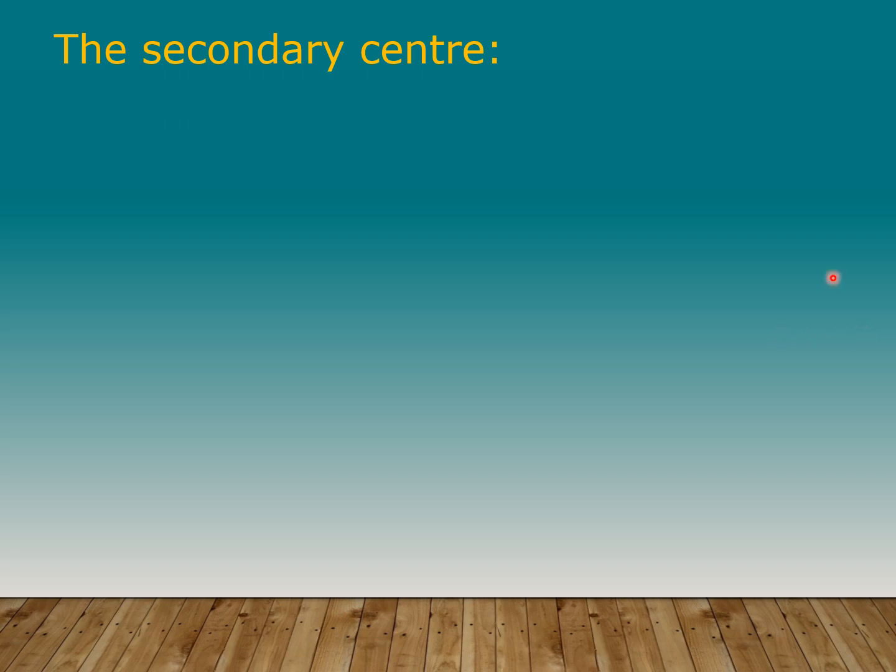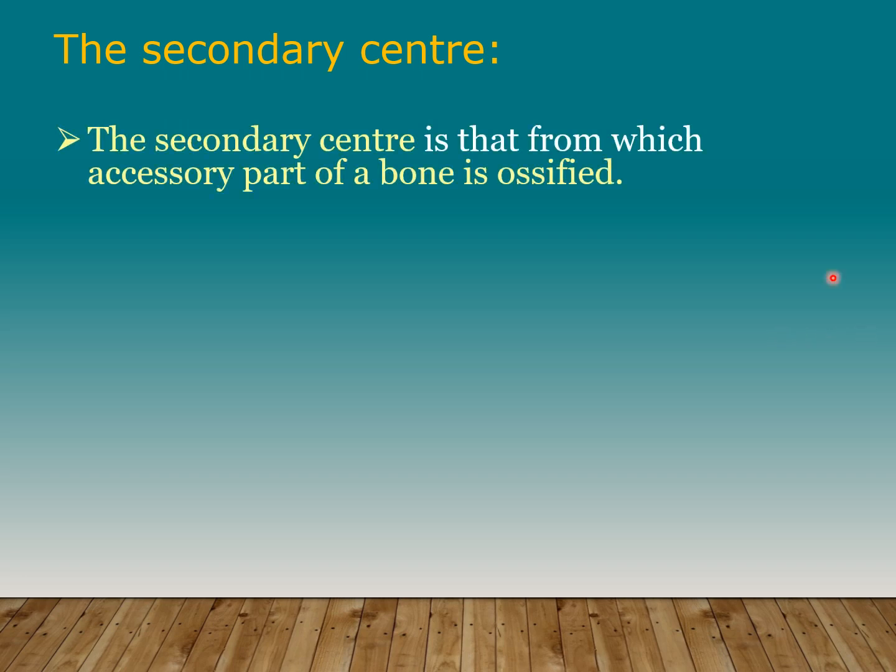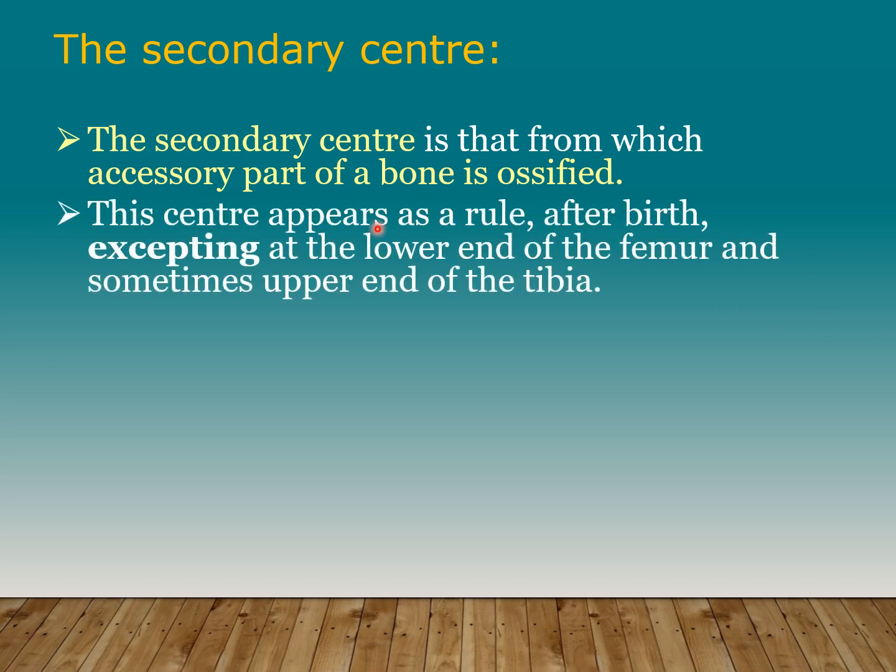What is secondary center? Secondary center is that part from which the other accessory parts of the bone are ossified. This center will appear as a rule after birth, except lower end of femur and sometimes upper end of tibia. So this is very important.